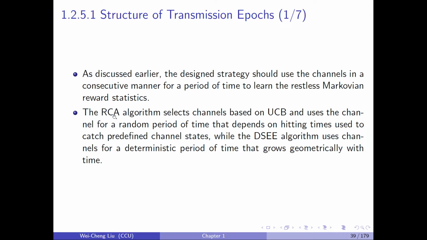The RCA algorithm selects channels based on UCB and uses the channel for a random period of time that depends on hitting times used to catch predefined channel states, while the DSEE algorithm uses channels for a deterministic period of time that grows geometrically with time.